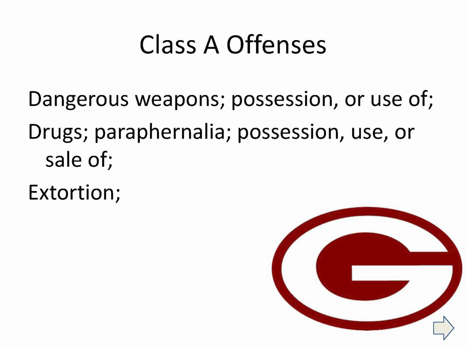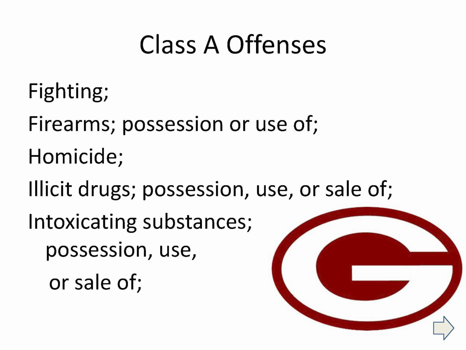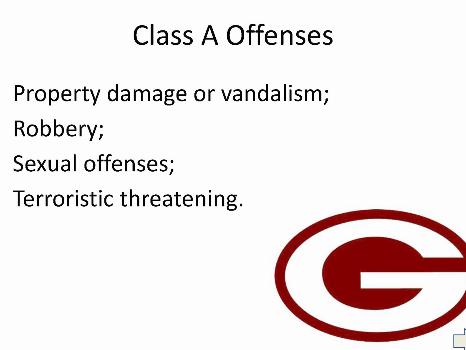A offense. Another Class A offense is extortion, when someone attempts to deprive another person of their property by use of threats. Other Class A offenses include fighting, the possession or use of firearms, homicide, the possession, use, or sale of illicit drugs, the possession, use, or sale of intoxicating substances such as alcohol. There are 4 more Class A offenses: property damage or vandalism, robbery, sexual offenses, and terroristic threatening.